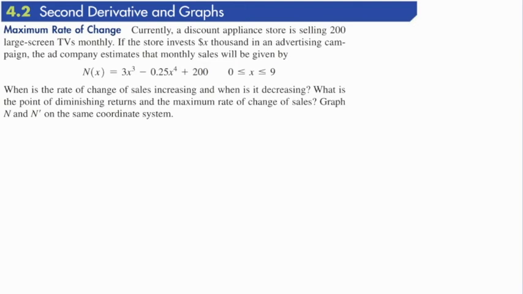So here we have a maximum rate of change application problem. The problem reads that currently a discount appliance store is selling 200 large screen TVs monthly. If the store invests X $1,000 in an advertising campaign, the ad company estimates that monthly sales will be given by the following function. So this function is calculating sales for the month, and X is money in thousands of dollars.